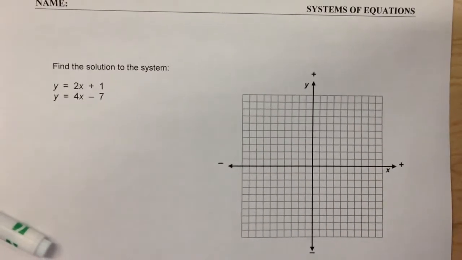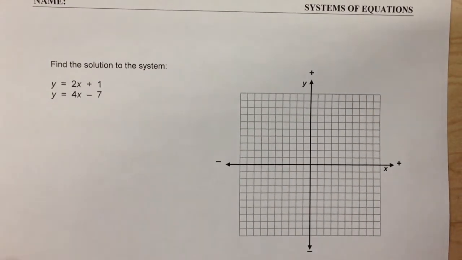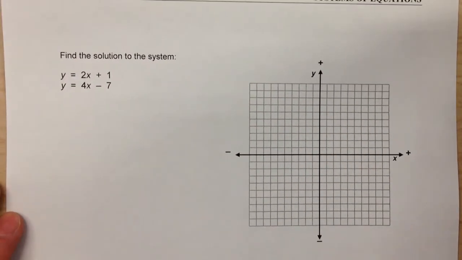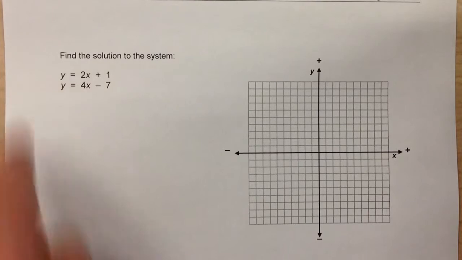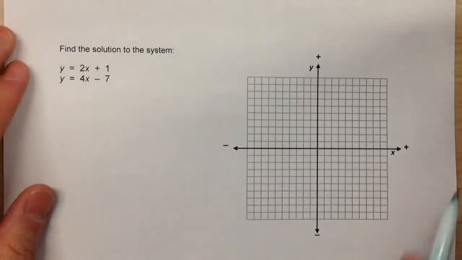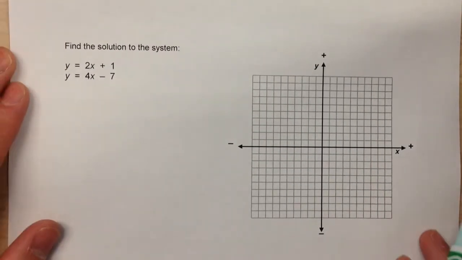Today we learned how to solve a system of equations. A system of equations is more than one linear equation. For example, these two equations. When it asks you to find the solution to the system, what it's really asking you is to find the point of intersection. We can do this in two different ways.